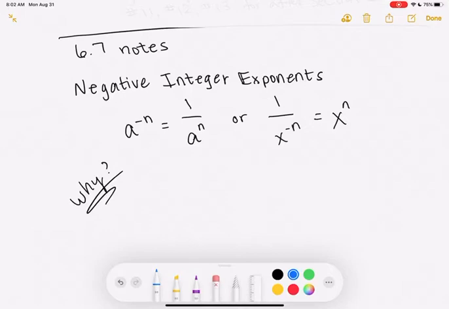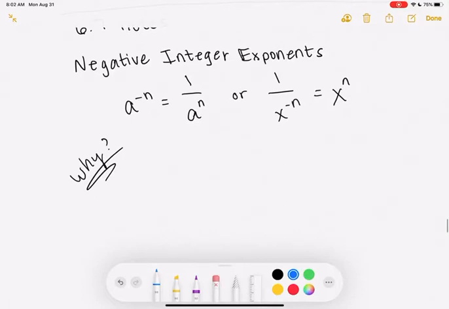Today we are looking at section 6.7, which is going to be looking at negative integer exponents. And at the very end, we're also going to do a little bit of scientific notation. So negative integer exponents are just negative exponents. And what you do is if you have a negative on the top, you just send it below on the fraction. Or if it's on the bottom, you bring it up top.